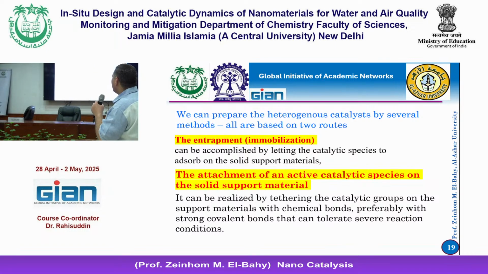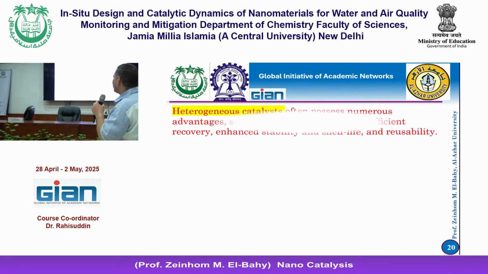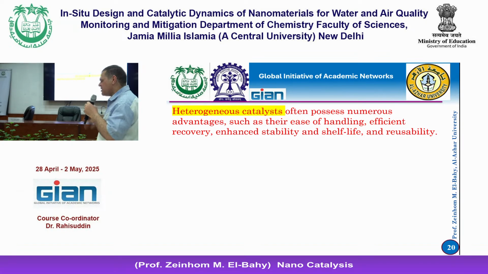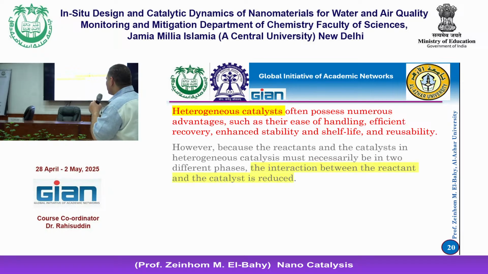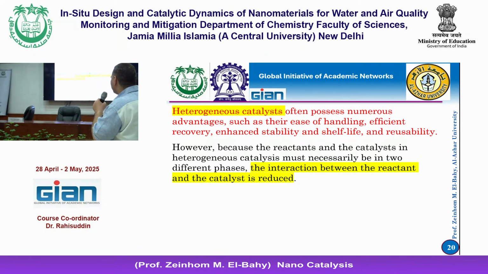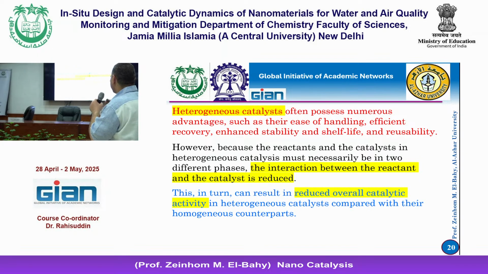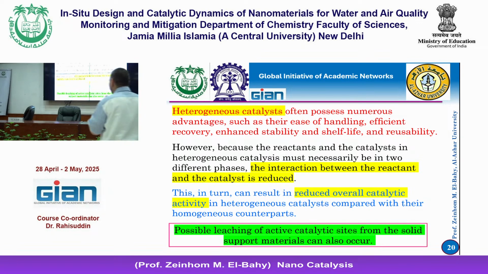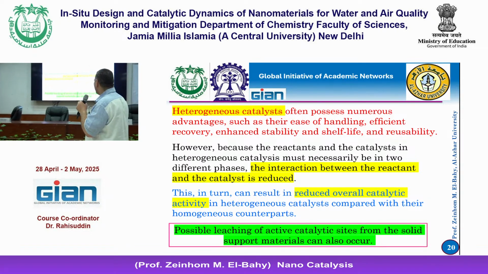Now, heterogeneous catalysis has many disadvantages as well. The catalytic activity is low, selectivity is low, and the conversion is low. It needs high temperature to occur, and it has many other problems. Also, leaching of active catalytic sites from the solid support materials can occur.